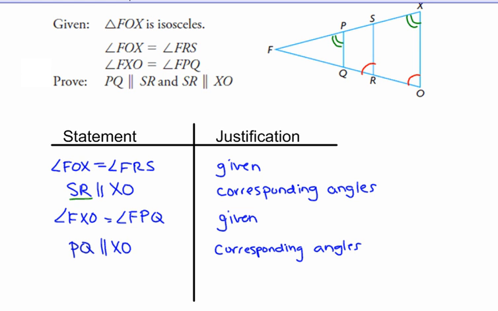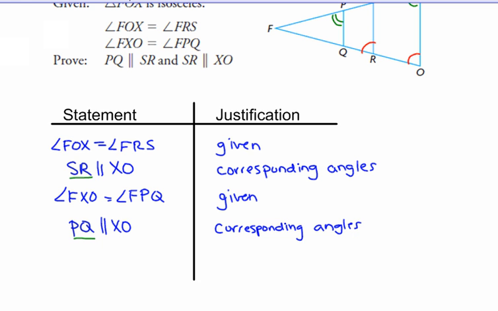And so last, if SR is parallel to XO and PQ is parallel to XO, then what can we say about SR and PQ? Then they also are parallel, and what do we call that property? It's called the transitive property. And there we go, we're done our proof. So we've proved both that PQ is parallel to SR and that SR is parallel to XO. It's in our proof. Okay, so you have to have your statement and your justification.